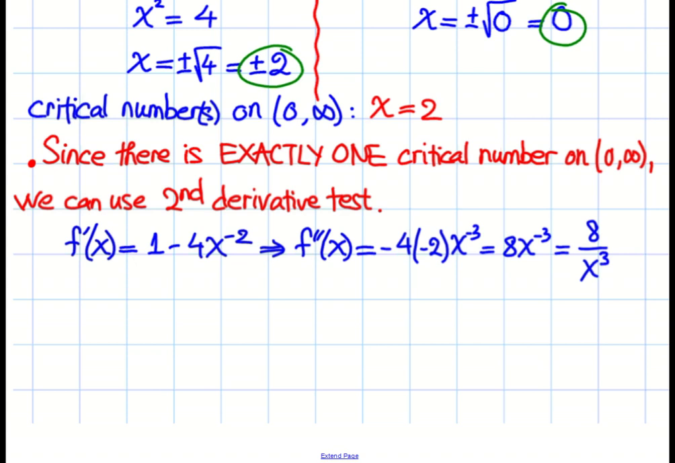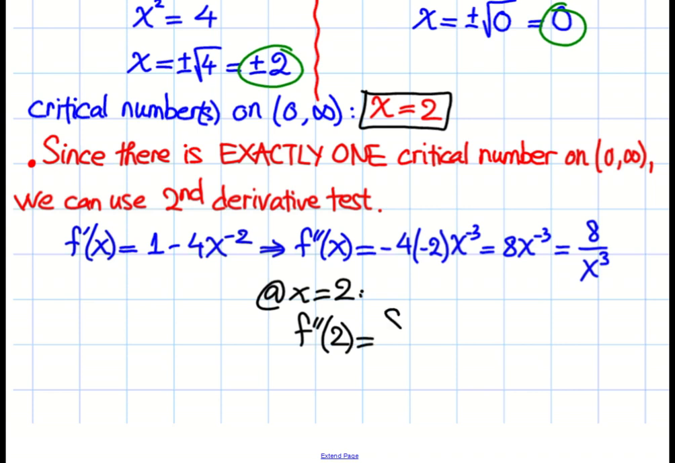And then we just check. We have the point x equal to 2, so we're going to put 2 into the second derivative. So at x equal to 2, the second derivative at 2 is equal to 1, which is positive, which means the function is concave up, and the critical number will be the minimum.